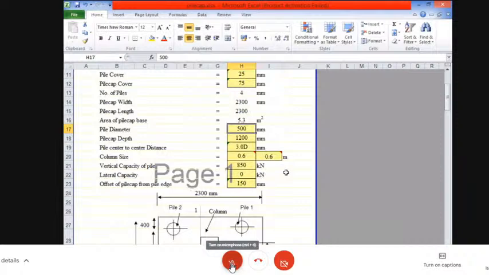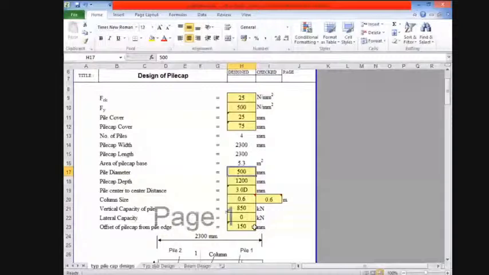Vertical capacity also may be more. When you are reducing your pile diameter, you will get lesser capacity. If you are increasing your pile diameter, then you will get more capacity of the pile. So based on that capacity, you have to decide it.